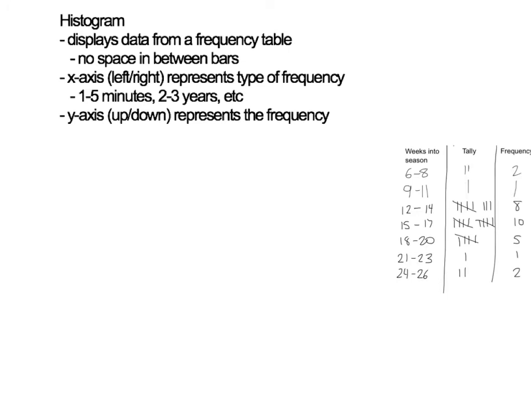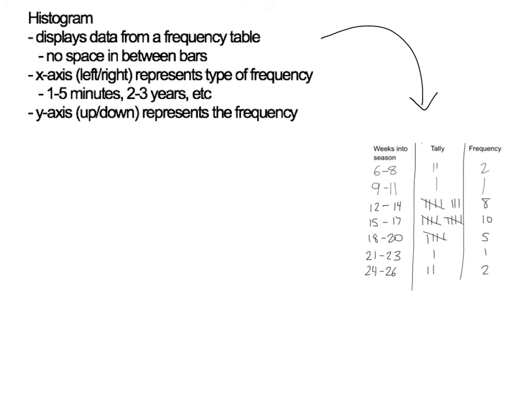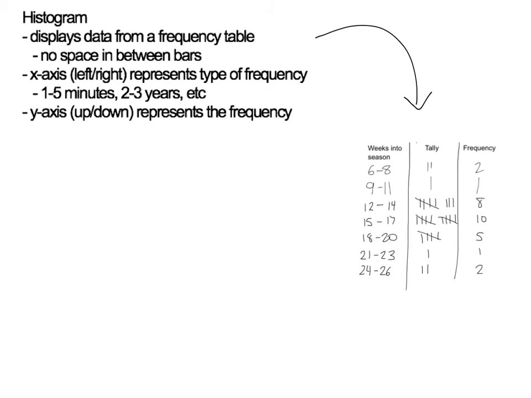All right, so as quickly as I can, because I know we're getting a little long, is histograms, okay? We're going to talk about histograms. So histograms look a lot like bar graphs, but they're not, and we'll talk about why. But histograms display data from a frequency table. So I copied and pasted in our frequency table from the hurricane problem. Okay, and what we're going to notice is there's no space in between the bars, right?